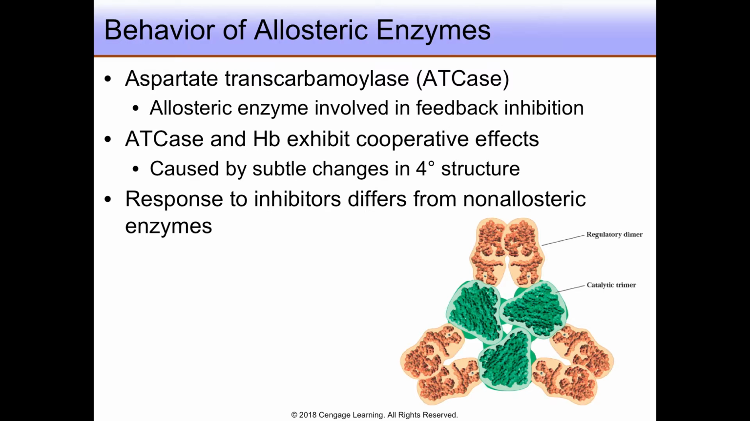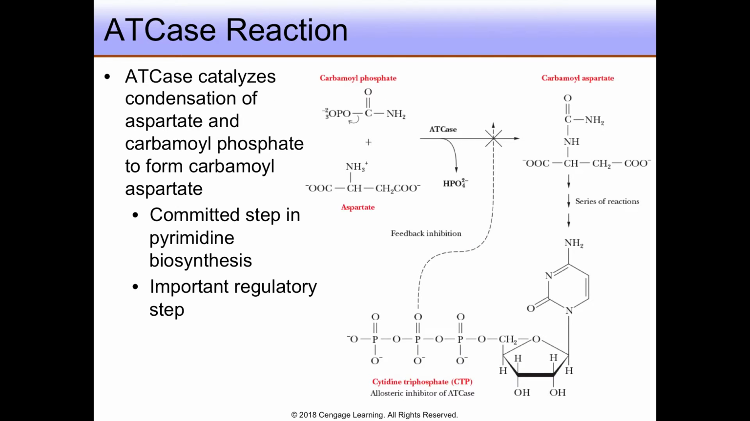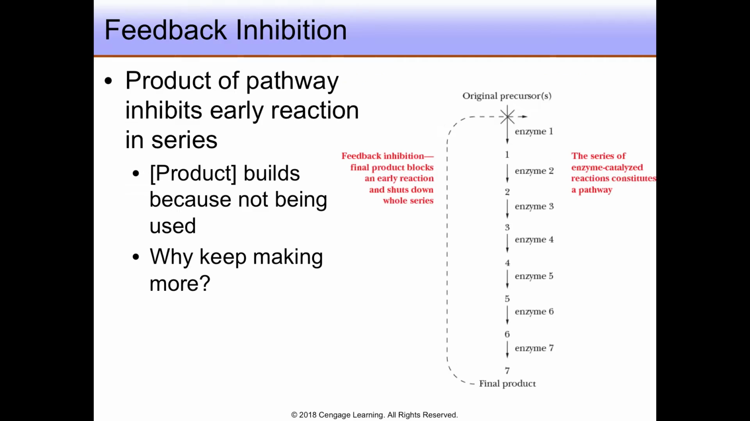A key point in understanding this subject is to realize that Michaelis-Menten enzymes and allosteric enzymes behave very differently in response to inhibitors. Here we see illustrated the reaction catalyzed by ATCase, the condensation of aspartate and carbamoyl phosphate to form carbamoyl aspartate. This is the committed step in pyrimidine biosynthesis and is a key regulatory point.